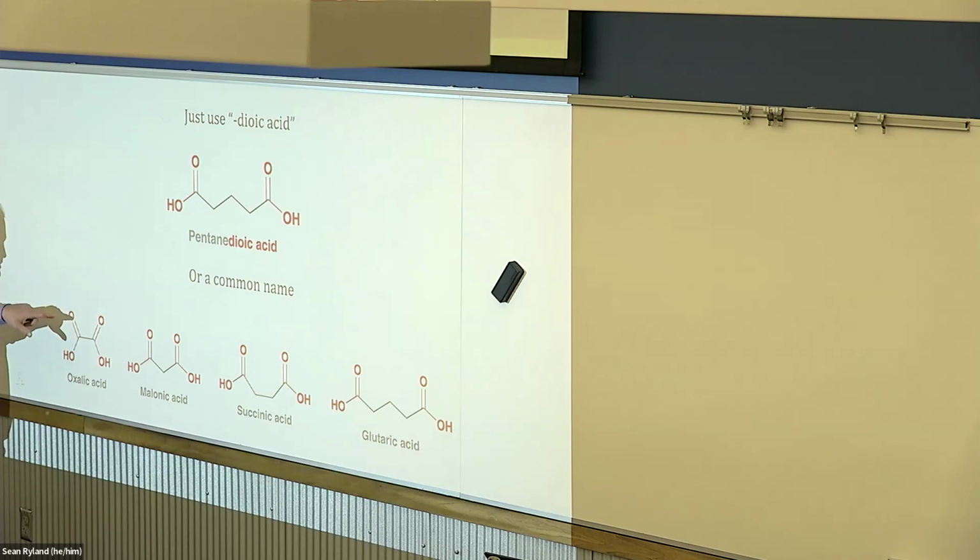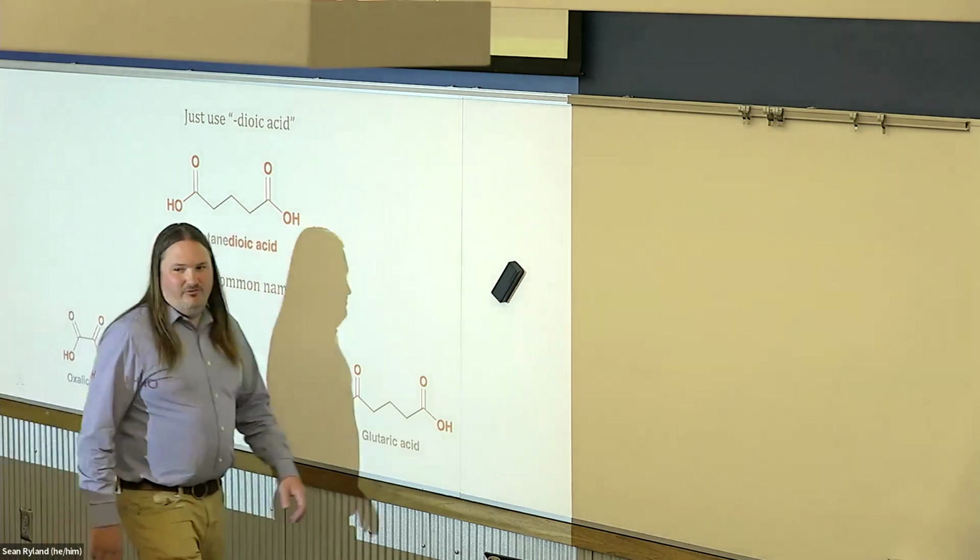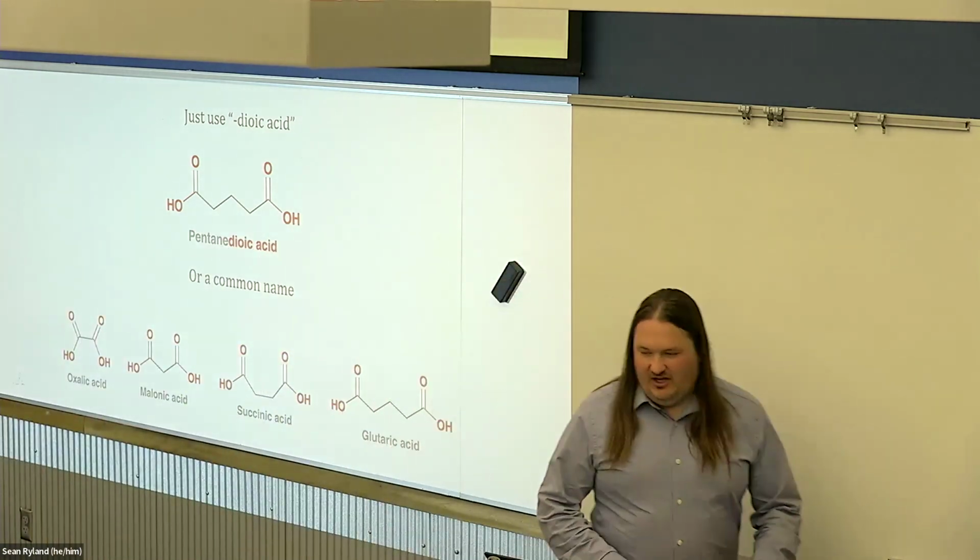Oxalic acid, though, is actually the main active ingredient in Bar Keepers Friend. If you ever use that to clean stuff for dishwashing and things like that, oxalic acid is why it works so well. It's a little bit of an abrasive, but it's also a slight reducing agent.